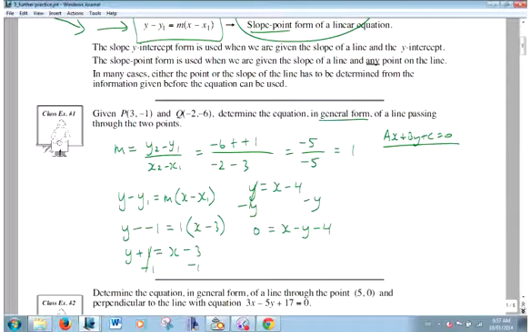Am I done? Sure. Because if 0 equals this, then this thing equals 0, and that's exactly what general form looks like. That's in general form. All right?